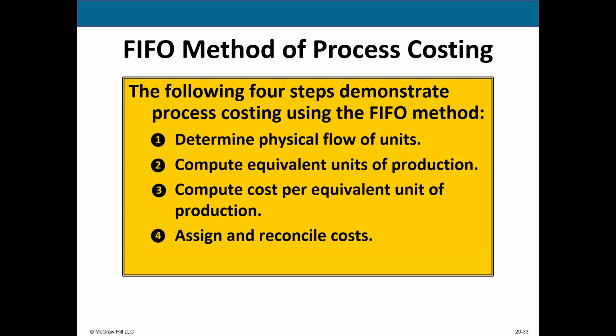So using the first in, first out method, following the same 4 steps that we walked through before, I can show you the difference as it relates to physical flow, computing equivalent units of production, and on a per unit basis, and then reconciling those and assigning those costs. So same 4 steps. The only difference is I'm going to show you what it looks like as it relates to first in, first out rather than the weighted average.